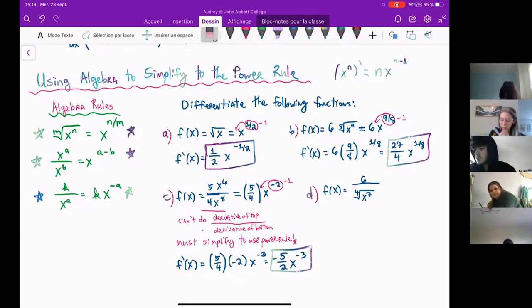So I have 6 over the 4th root of x to the 7th. I'm going to write this as 6 over, what will the power of x be in the denominator? So using that first rule, what's the power of x going to be? 7 over 4, you got it. So x to the 7 over 4. So based on what we just said, can I take the derivative from here, or do I need to do something else?